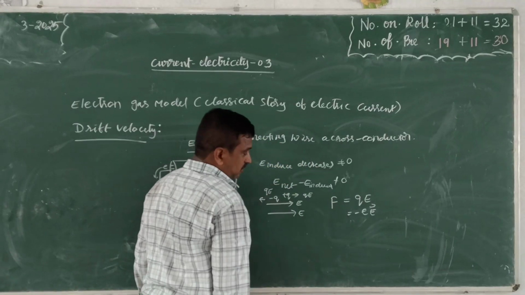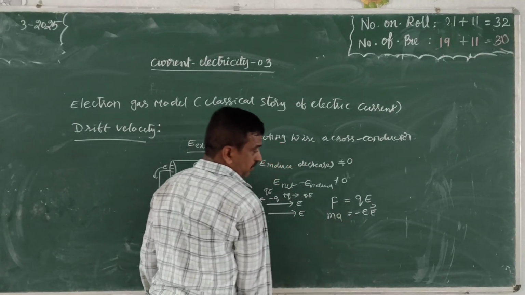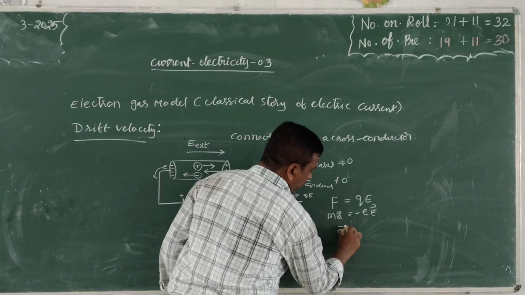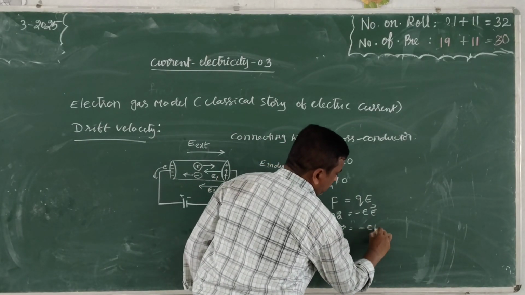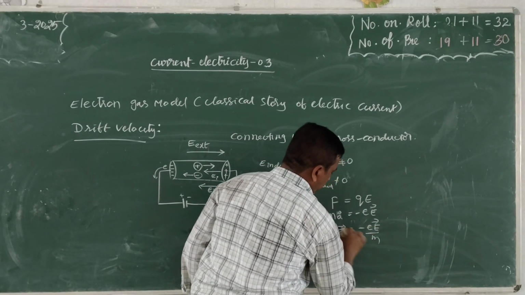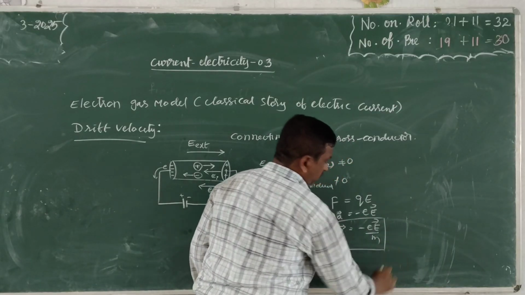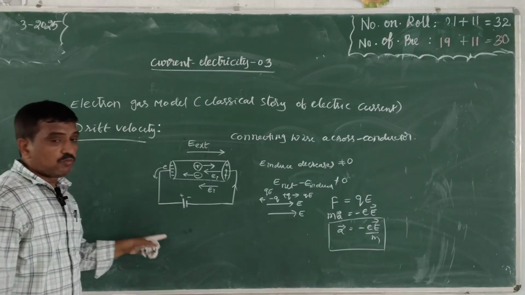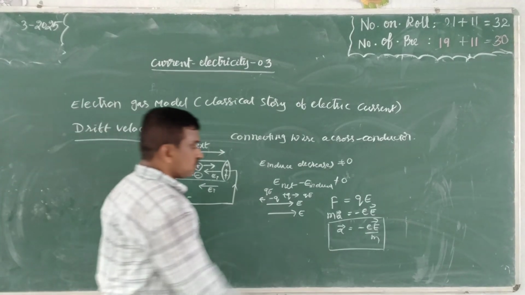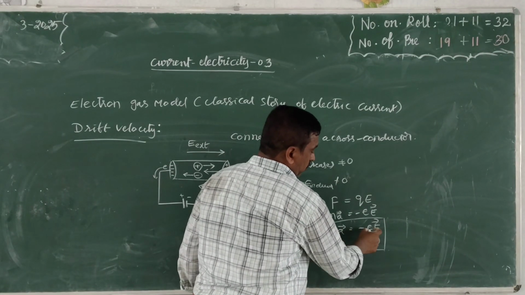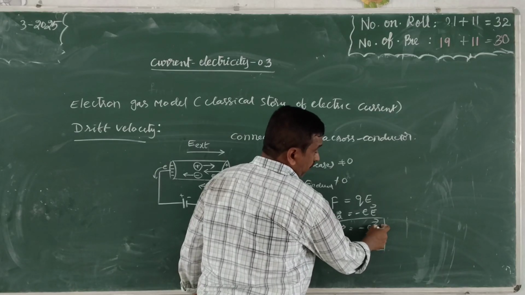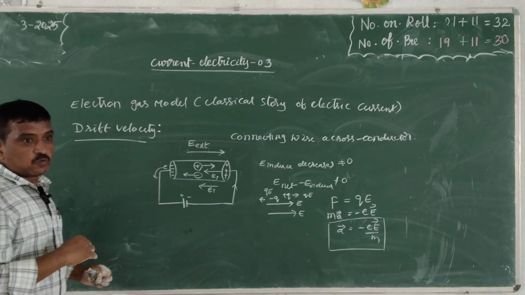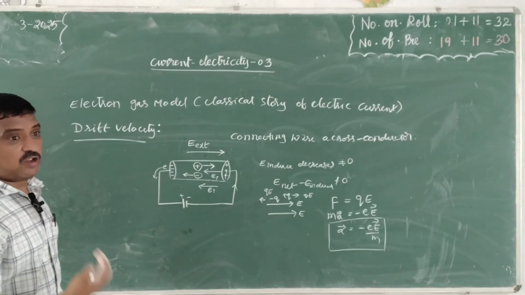So force means actually mass into acceleration, F equals m a. Here the acceleration of the electron equals minus eE by m. Because of the connecting wire across the conductor, electrons move with some acceleration, so a equals minus eE by m. Electrons move with acceleration, and the velocity increases.